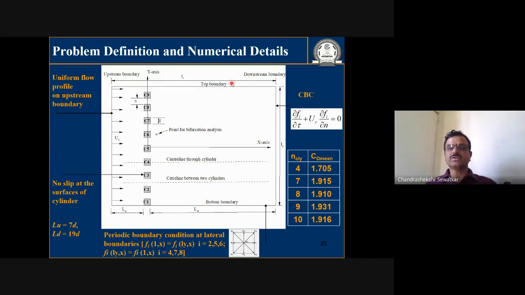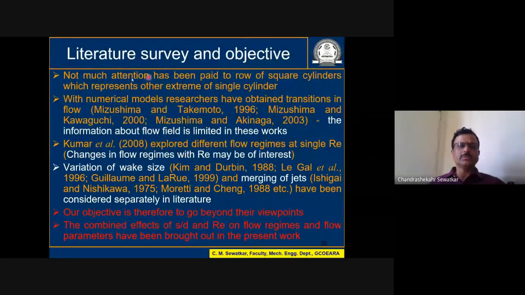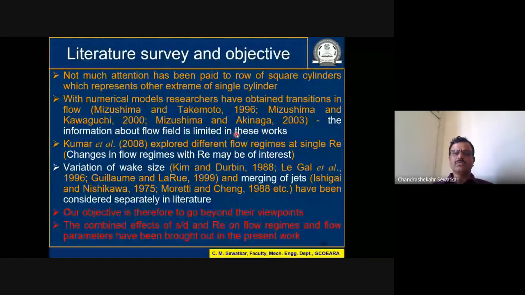This is my bottom boundary, this is the top boundary, this is the upstream boundary, and this is the downstream boundary. We also carried out a literature survey. It was observed that not much attention has been paid to the row of square cylinders, which represents the other extreme of a single cylinder, as I said at the beginning. With numerical models, researchers have obtained transitions in the flow, and the information about the flow field is limited.